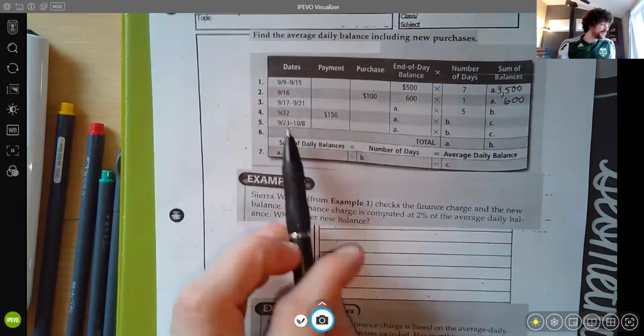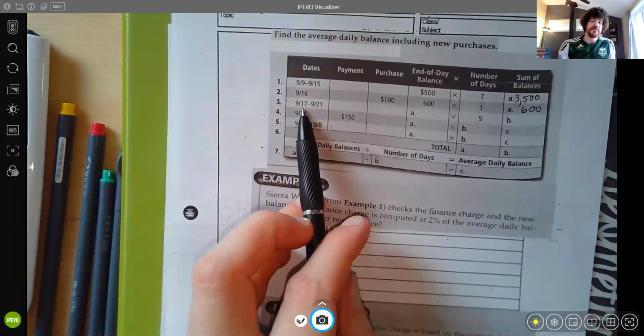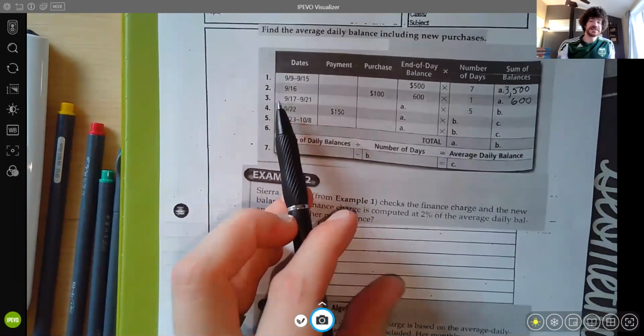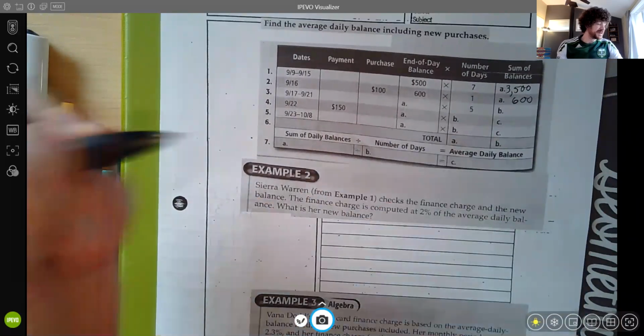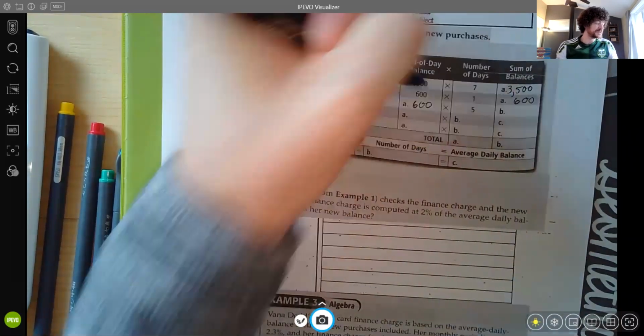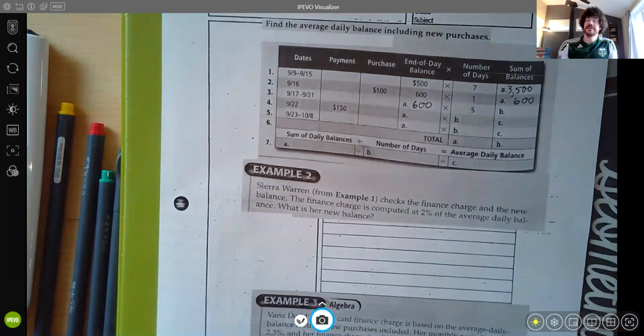The 17th through the 21st is still the same end of day balance because nothing was added, nothing was subtracted. So that's 5 more days there.